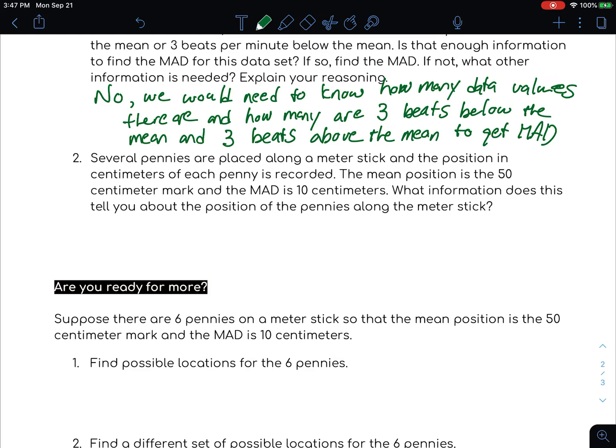Next statement here, next question. Several pennies are placed along a meter stick, and the position in centimeters of each penny is recorded. The mean position is the 50 centimeter mark and the MAD is 10 centimeters. What information does this tell you about the position of the pennies along the meter stick? So we know the MAD here. So we know the average distance from the mean, which was 50, from the 50 centimeter mark, is 10 centimeters.